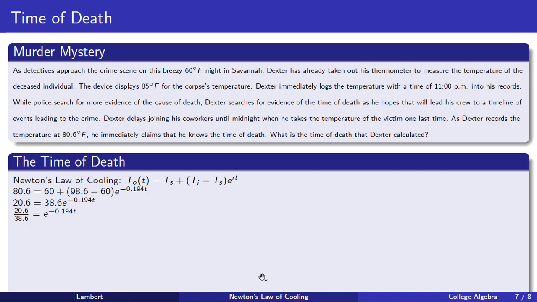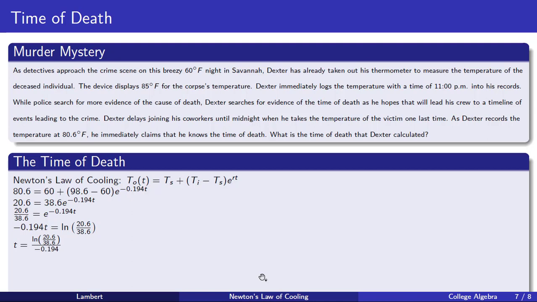0.194t. So we have a problem with the exponents now. We can't just say, oh, definition of logarithms, or actually we can in some regards. You could take a natural log of both sides if you wanted to, and that'll basically cancel out that e. So you have essentially negative 0.194t equals the natural log of 20.6 divided by 38.6. And if we divide both sides by negative 0.194, we have our value for t.